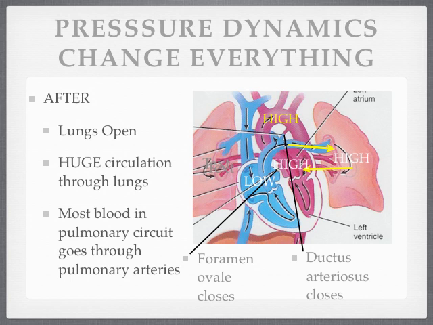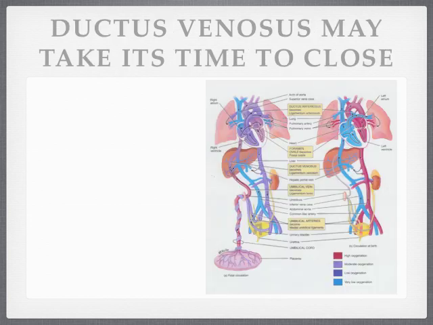So, the third major bypass, the ductus venosus, may take its own time to close. Remember, it's a vein, not an artery. The ductus arteriosus, being an artery, has a thicker tunica media. The muscle in there constricts and closes the tube. But since the ductus venosus is a vein, it doesn't have as much smooth muscle, and so it takes some time. The closing of the ductus venosus is not as critical as the other two.